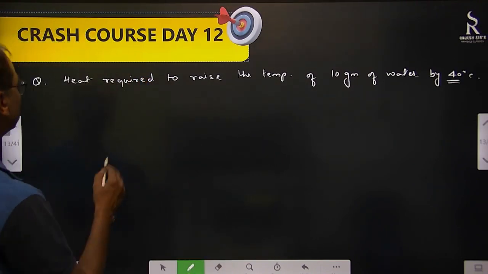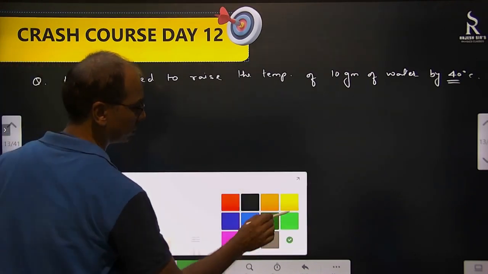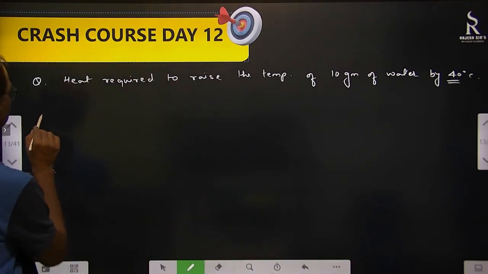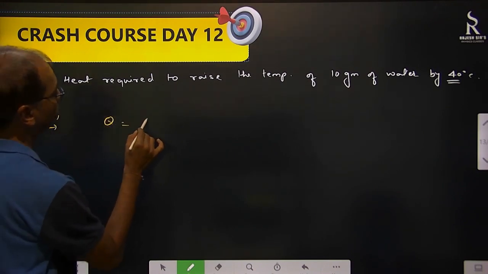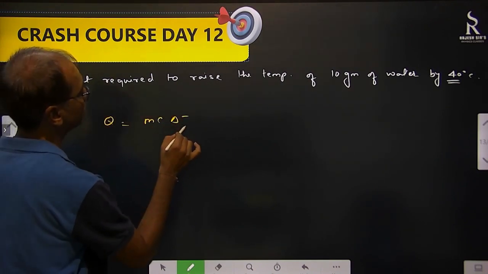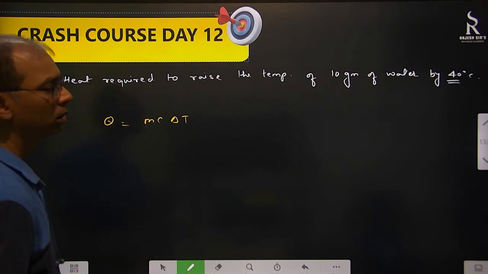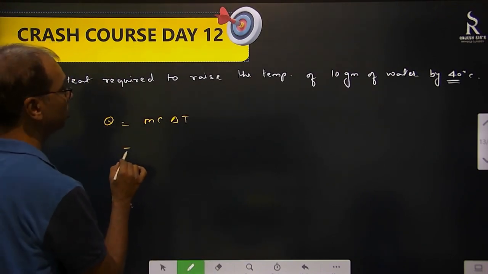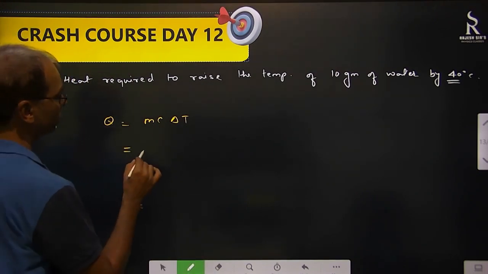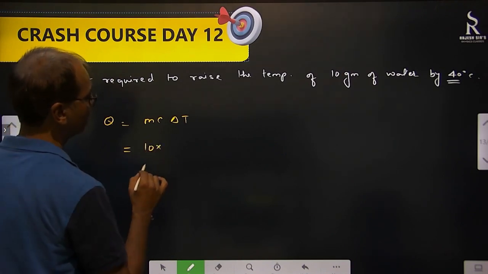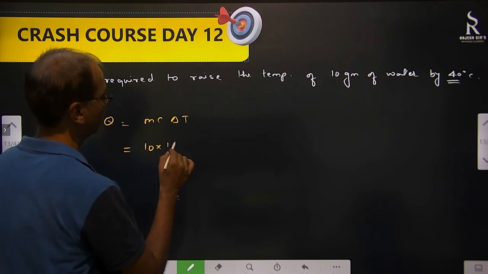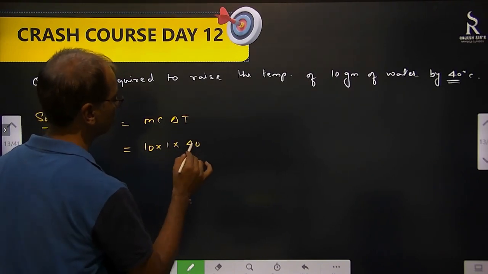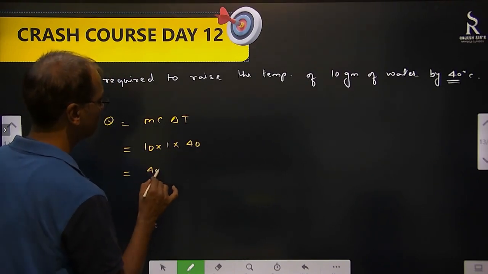Okay. So heat required. How to find? Simple formula: M C delta T. Specific heat is involved. Water specific heat I know. 10 gram of water, so 10 gram. Specific heat of water 1 calorie per gram per degree centigrade. Delta T is 40. Answer is 400 calories. That's all, finished.